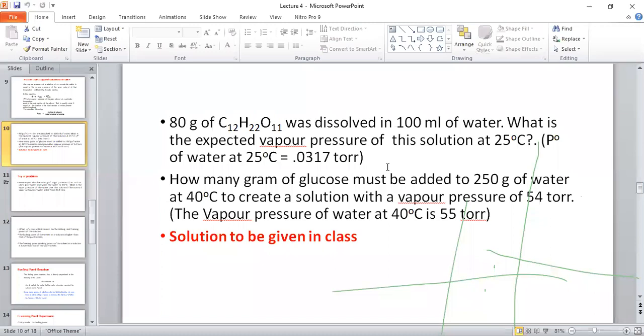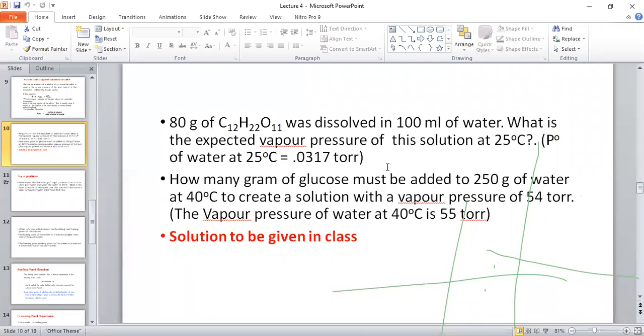And so now, what do we do first? We want to see the mole fraction of the water. So first of all, let us know how many moles of glucose are actually here. We are given 80 grams of glucose. Let's find out the moles of glucose here. So can somebody calculate for me? How many moles are there in 80 grams of glucose?